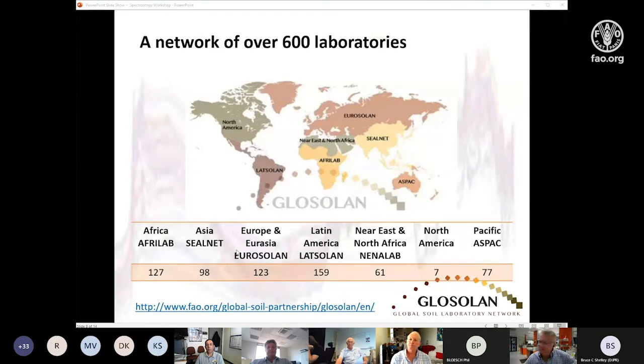This is brand new, straight off the press. So there's around about 670 laboratories now registered with the Global Soil Laboratory Network, and we cover everything. As you can see, in the Pacific region, we've gone under the auspices of ASPAC. We've been around for 30 years. We know what we're doing. We're doing pretty well. And you can see there's 77 laboratories in the region that are registered with GLOSOLAN. That includes the Pacific Nations, New Guinea, Australia and New Zealand.